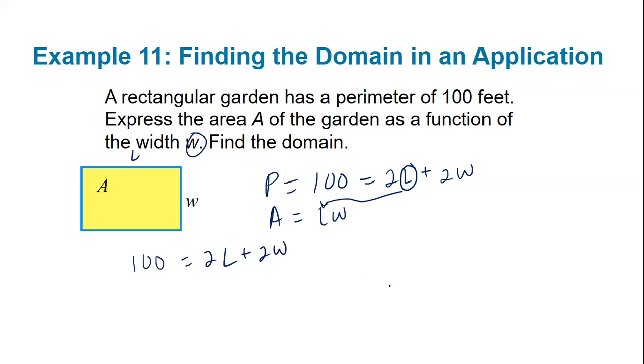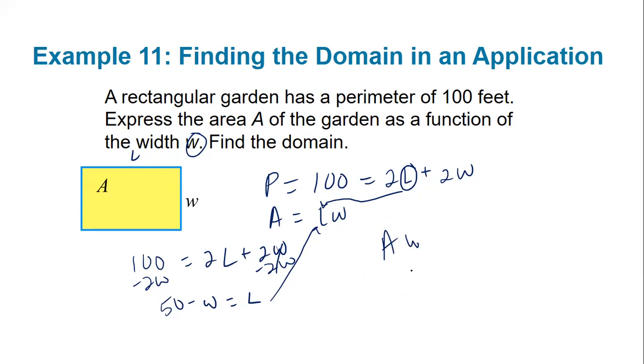What are the two steps I need to do to get L by itself? Subtract the 2W. And then divide by 2. So that's going to give me 50 minus W equals L. So now I can substitute in and be in terms of W.